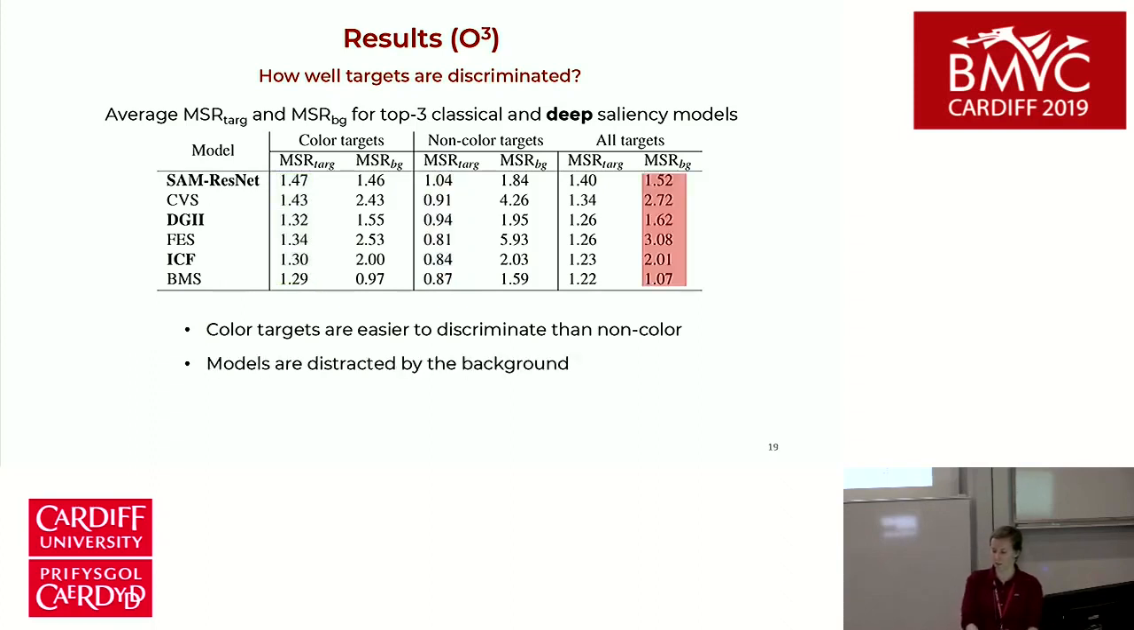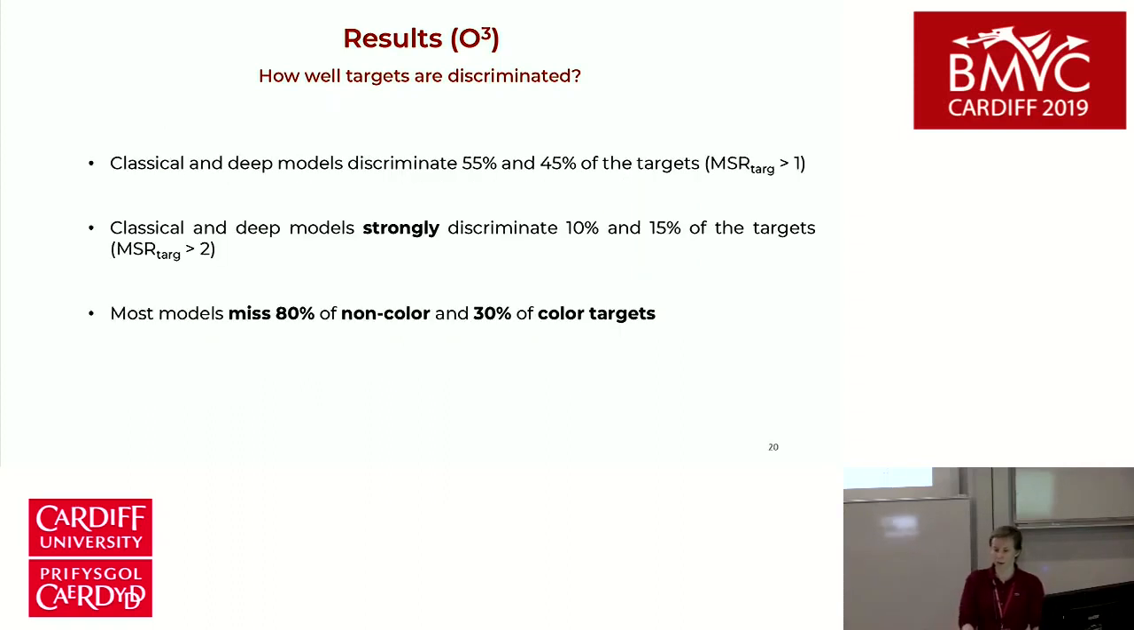The second observation is that these models are distracted by the background as well. So highlighted with red are the average MSR background values for these algorithms. And you can see that all of them are significantly above 1, except for the BMS result, which is slightly above 1. Another observation we made was that classical and deep models discriminate only 55 and 45% of the targets in the data set. And they also strongly discriminate only 10 and 15% of the targets, respectively. As I just pointed out, color targets are easier, so they miss only 30% of the color targets, but they miss more than 80% of the non-color targets, which is not very desirable.